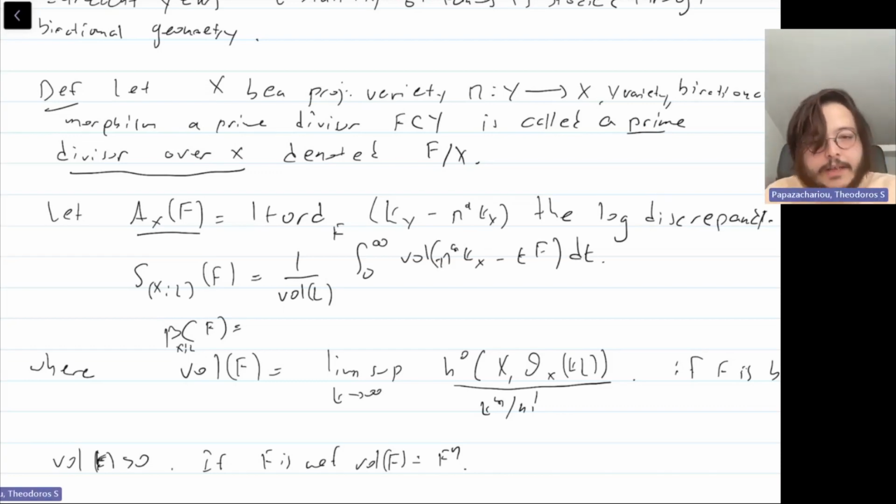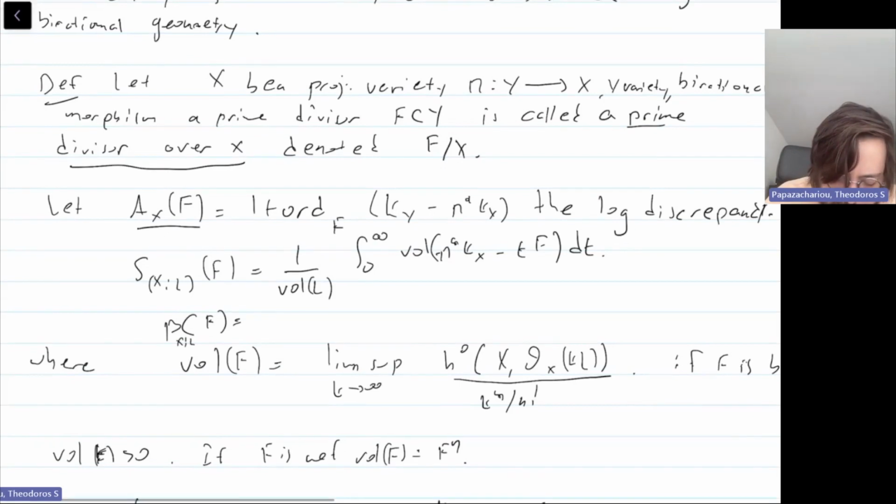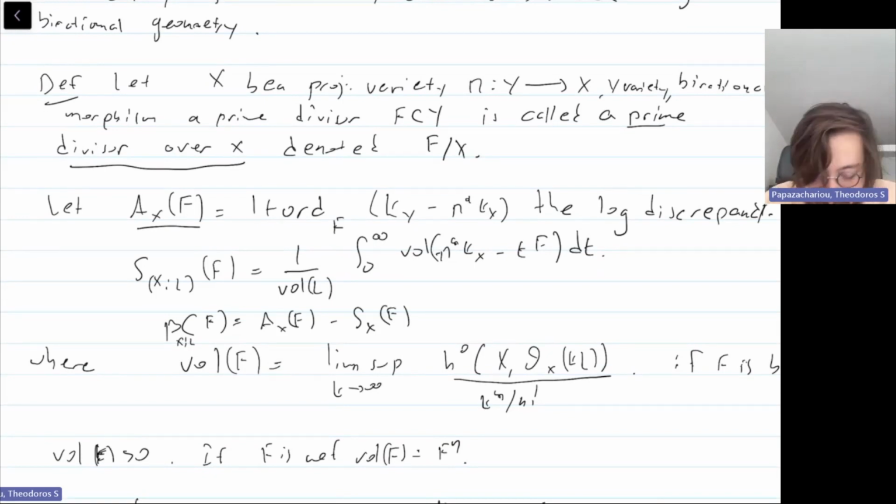So this is the formula for the S invariant. This S invariant kind of acts like an expectation value, really. It also measures, as you can see, we keep removing bigger and bigger parts of F from the pullback of our canonical class. So it kind of measures how much of F we can put in the canonical class. This allows us to define the beta invariant, which is given by this formula: the log discrepancy minus the S invariant.